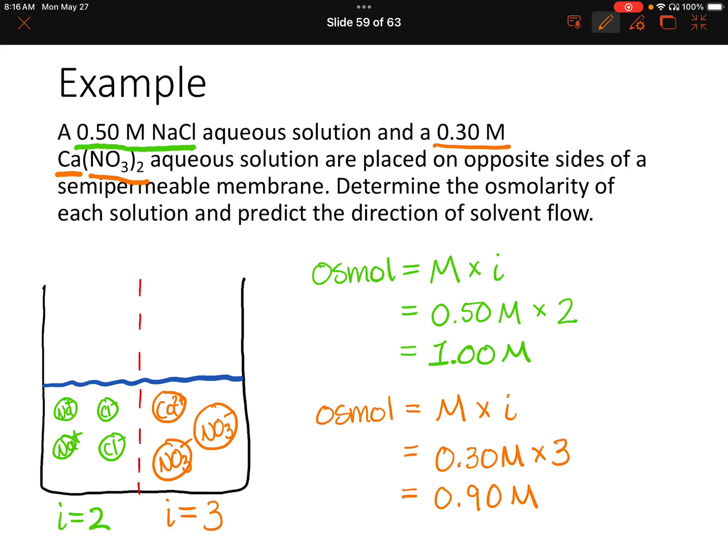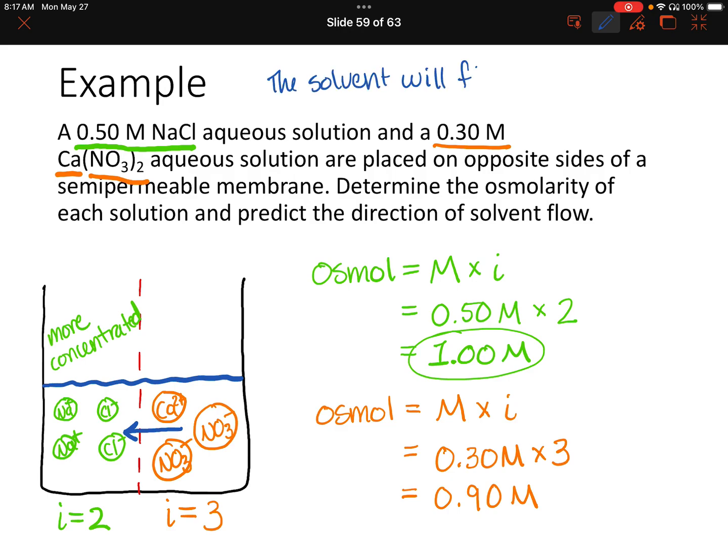Okay. So it looks like the osmolarity of our sodium chloride solution is higher. So that is more concentrated, right? So that means that water is going to flow from right to left until we reach equal concentrations on both sides. All right, so the solvent will flow to the left. According to our picture, obviously. If we had swapped it, it would be opposite. All right, so there's one more problem that I want to go over.